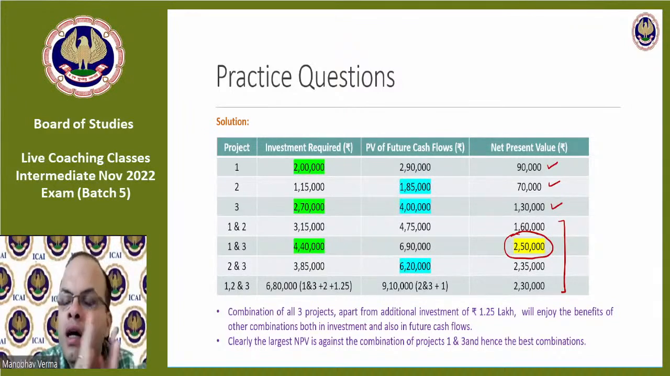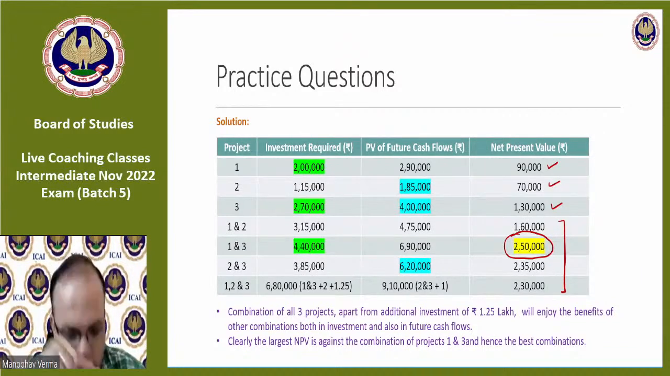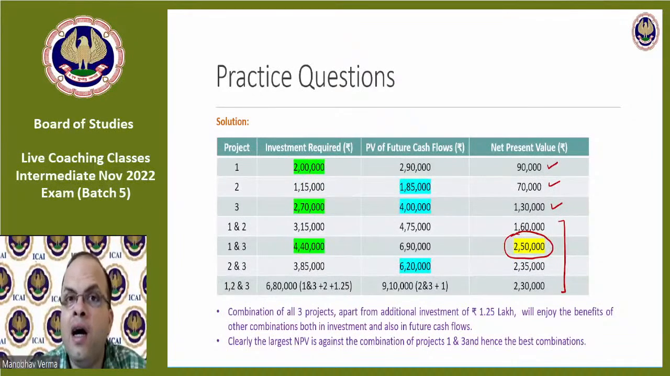So the color combinations are just for your simplicity. The ones in green are talking about the savings in the investment, and the ones in blue are talking about the savings in the cash flows. So 1 and 3 is the best combination here.